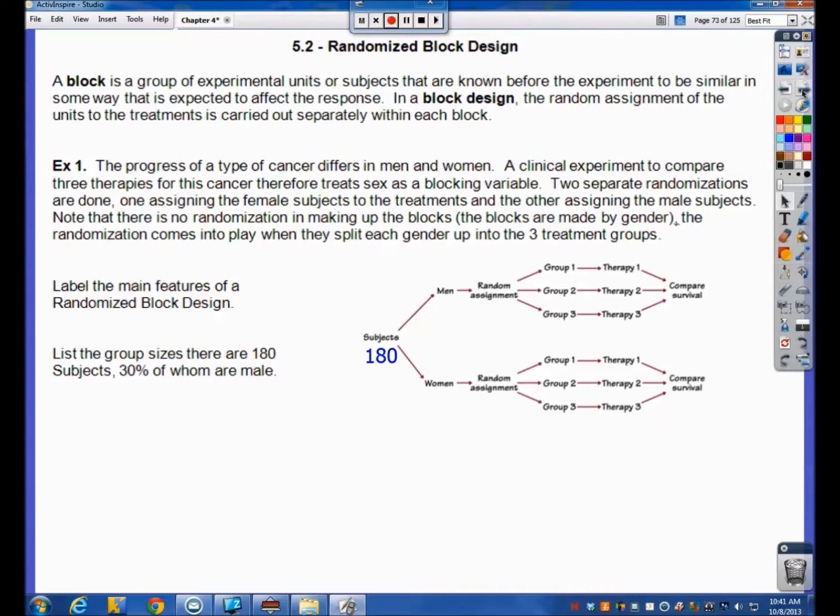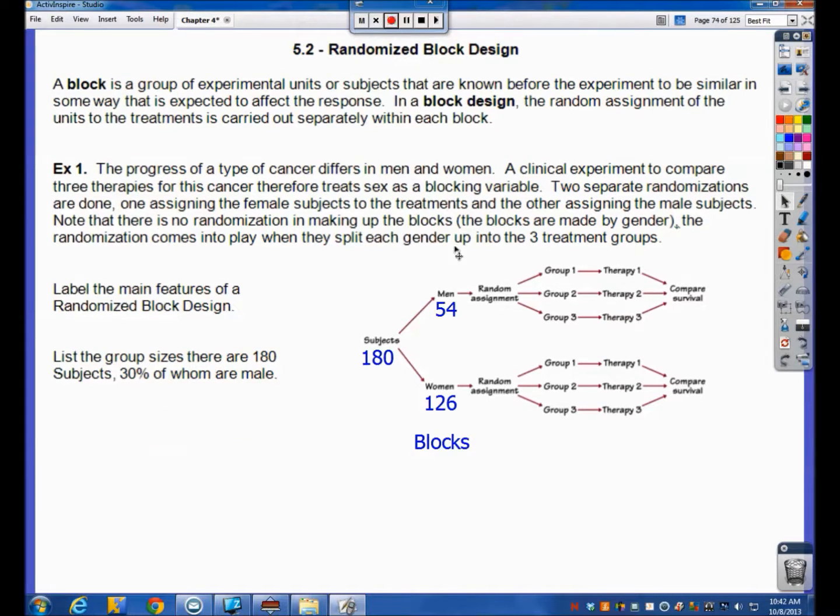Okay, so number one, we have our 180 subjects here. Now, how many men and how many women do we have? It's not 90 and 90 because they didn't say 50% are male. It said 30% are male. So if I have 180 subjects and 30% of them are male, that gives me 54 men. And if I have 54 men, then I have 126 left over out of my 180. That must be women.